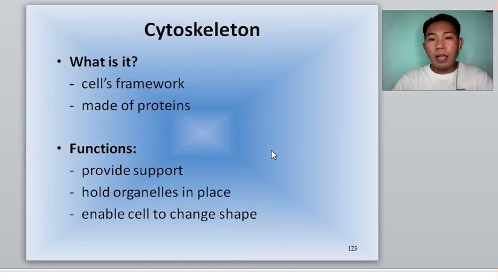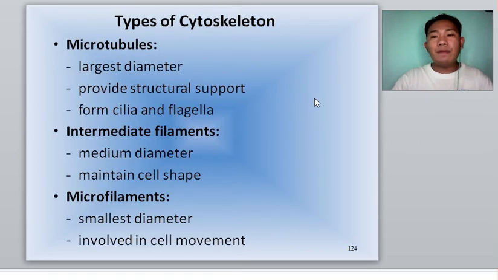To make the cell a good structure and at the same time have integrity, the cytoskeleton is needed. It is needed for the cell's framework, and the cytoskeleton is made up of proteins. Its function is mainly to support the cell, usually to hold organelles in place and enable the cell to change shape. We have several types of cytoskeleton.